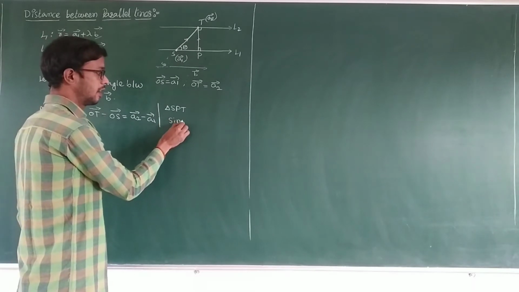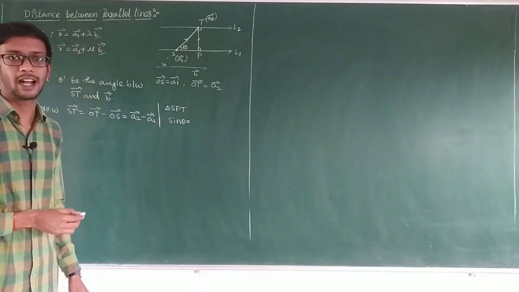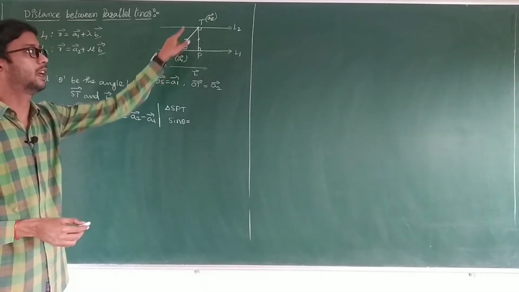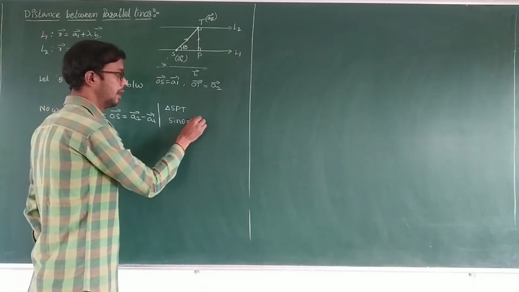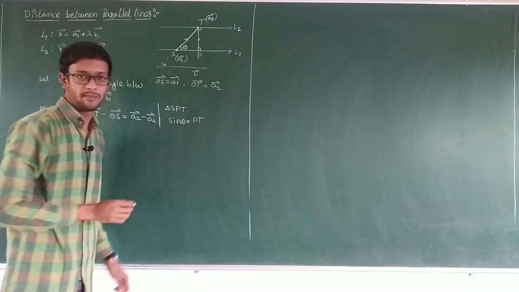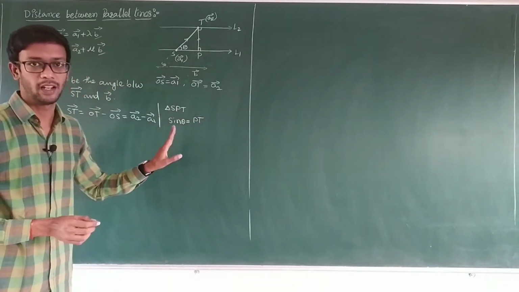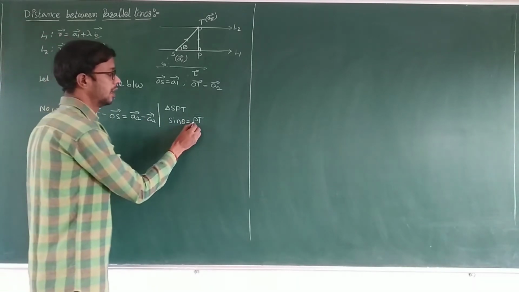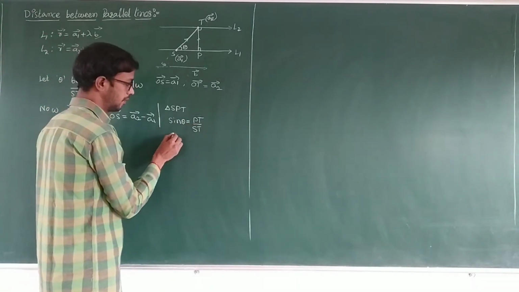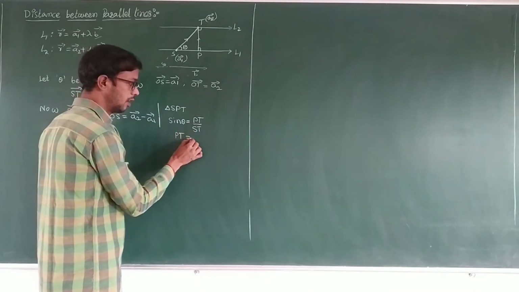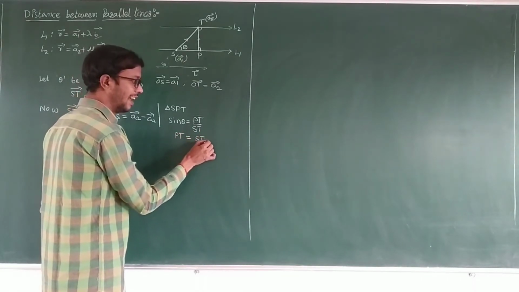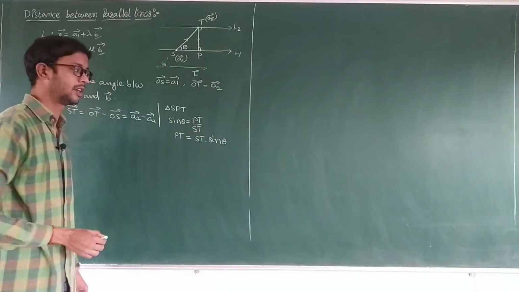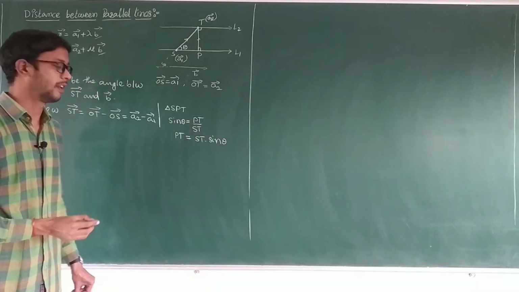sin theta is equal to how much can we write? Sin theta is opposite side by hypotenuse, PT by ST. We need the distance, the length, so directly I am writing PT by ST. PT is equal to how much? PT is equal to ST into sin theta.